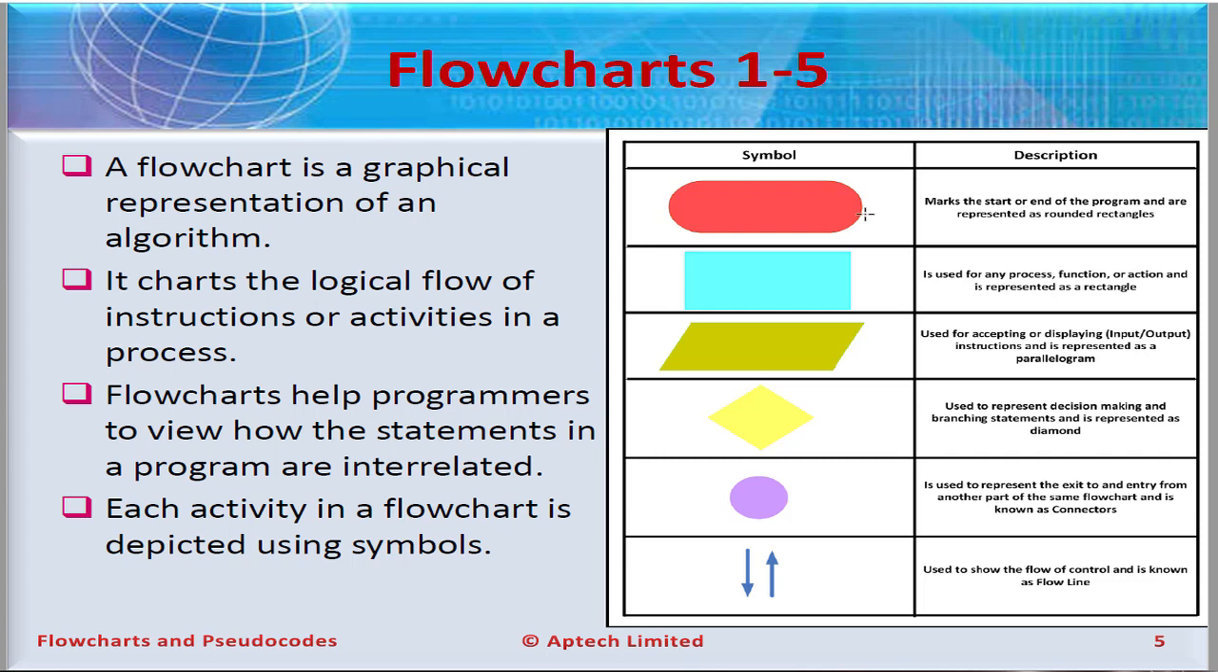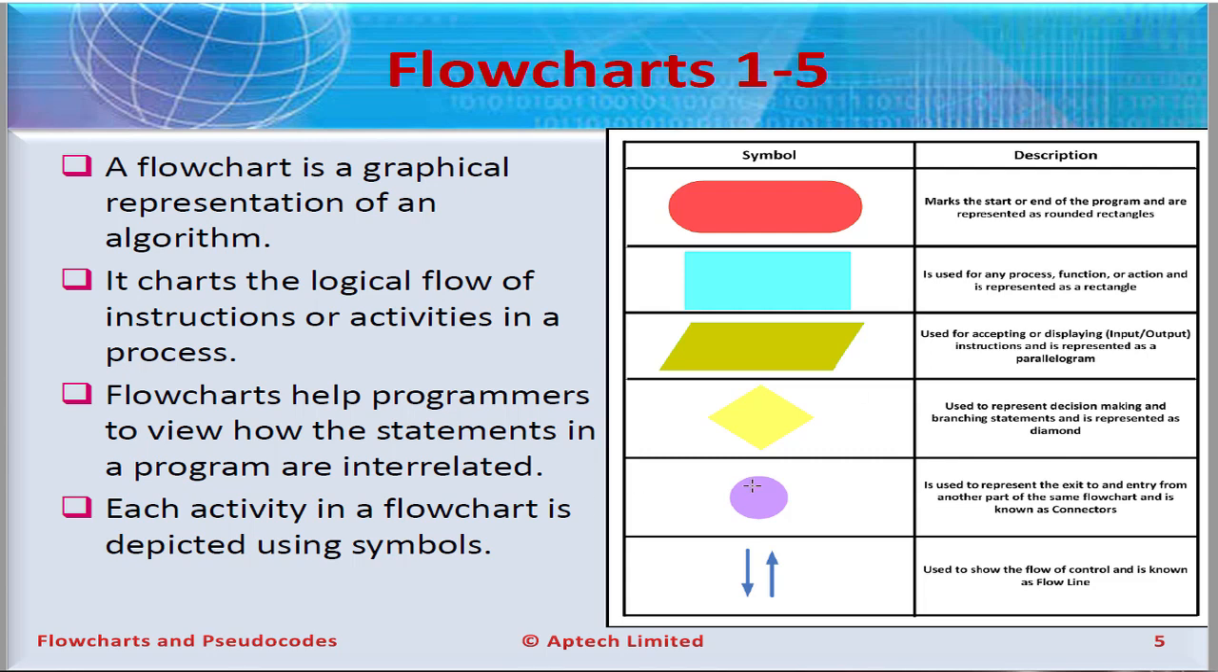We have this ellipse or the rounded rectangle, and its work is to mark the start or end of a program, and they're represented as rounded rectangles. We have the rectangle, which basically is used for any process, function, or action. We have the parallelogram, and basically this represents anywhere that you're accepting or displaying input or output instructions. We have the diamond. This is used to represent decision making and branching statements.